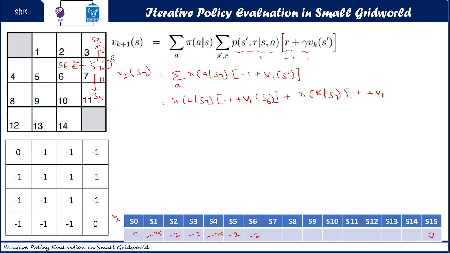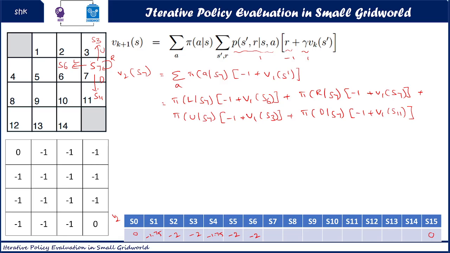and V1. When you take the right action, we fall to the same state, that is S7, plus the probability of the up action from S7 state. -1 is the reward, V1 of the next state; if you take the up action, the next state is S3, plus the probability of the down action from S7 state. When you take the down action from S7 state, the next state is S11, so you write V1 of S11.